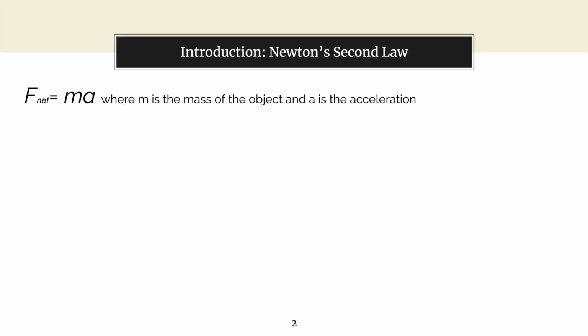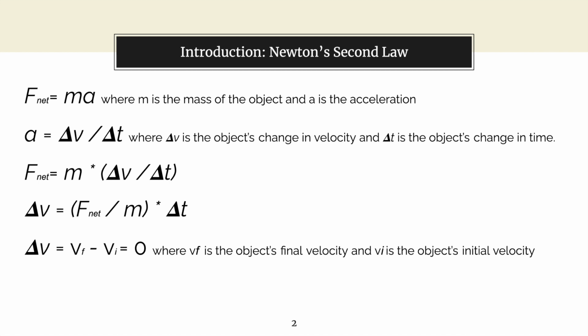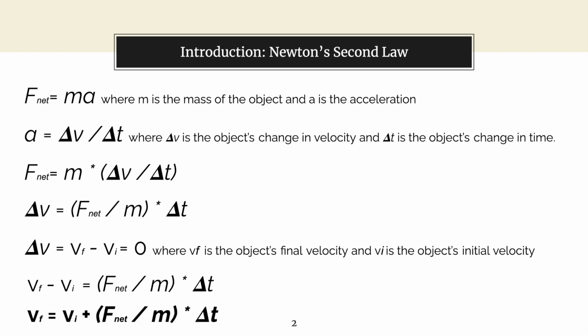We will use Newton's second law to derive some of the formulas we use in our model. Newton's second law states that the net force is equal to the mass times acceleration. Since acceleration is equal to the object's change in velocity over its change in time, we can change the net force formula to the following. Rearranging the variables and plugging in final velocity minus initial velocity, we see a velocity update formula that we can use for our slinky.